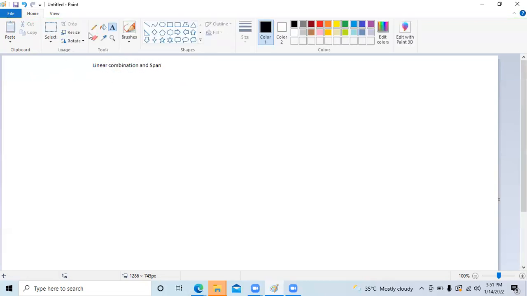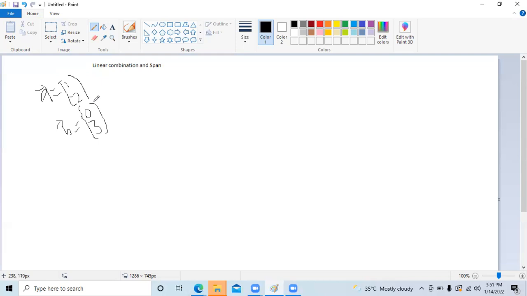So let's say we have 2 vectors. Once again, vector A is 1, 2, and then vector B equals 0, 3. Vector A is 1, 2. I need to write this down as I'm writing it, right? Now, what is a linear combination of A and B?